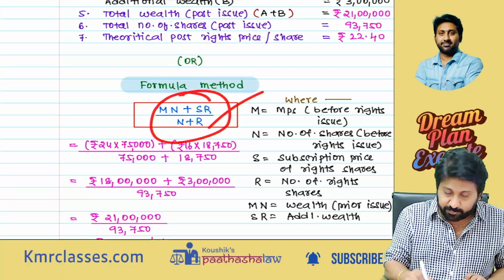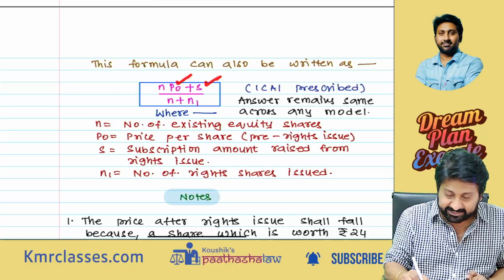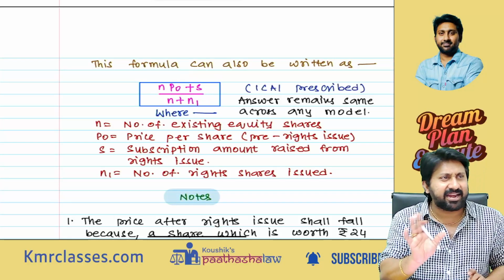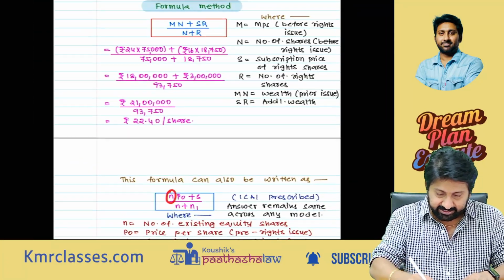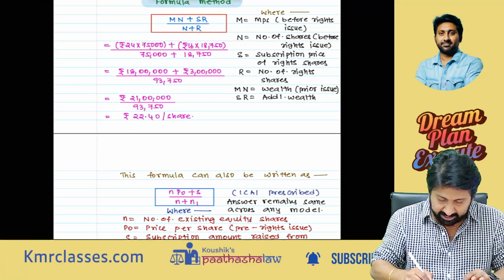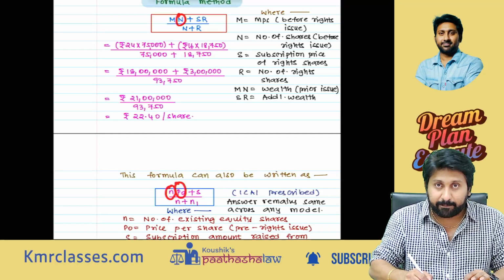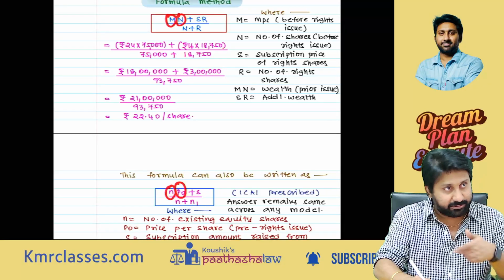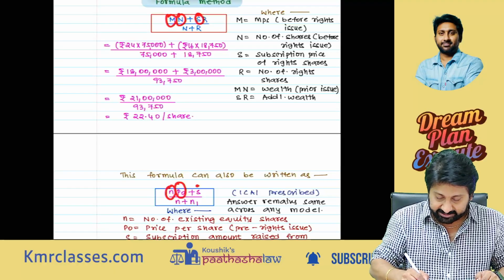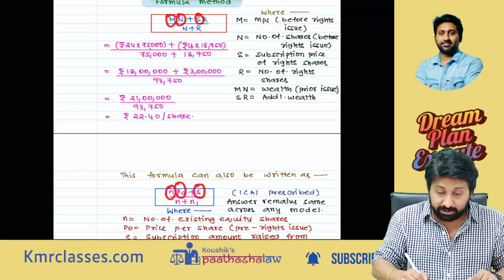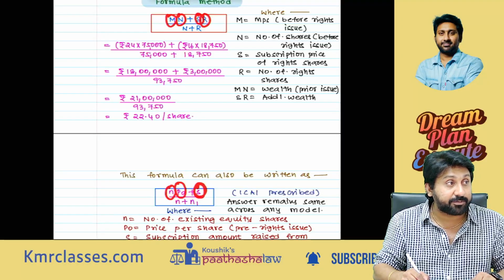This formula ICA will represent in a different way: NP naught plus S divided by N plus N1. Nothing greater. N is this N, the number of shares before. P naught is the price before rights, M is the market price before rights. Both are the same, so MN can be written as NP naught. S is the subscription value, because here they have already multiplied the value and will give it. This is called the rights subscription amount.